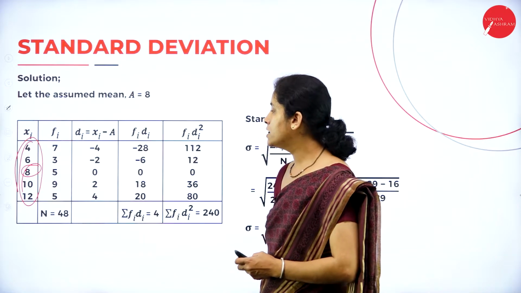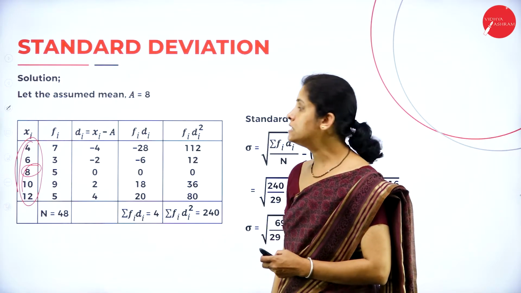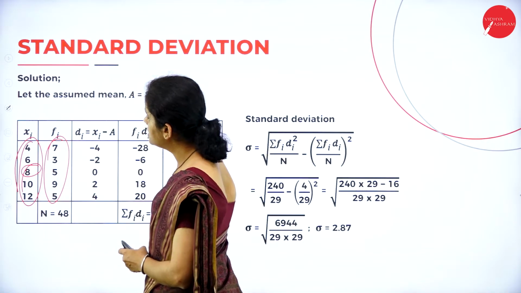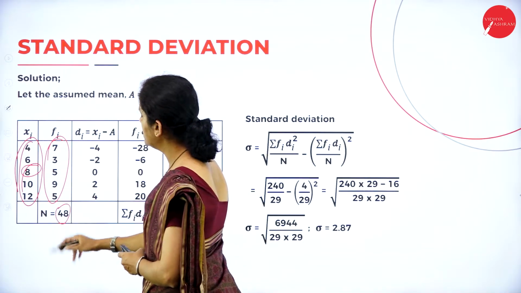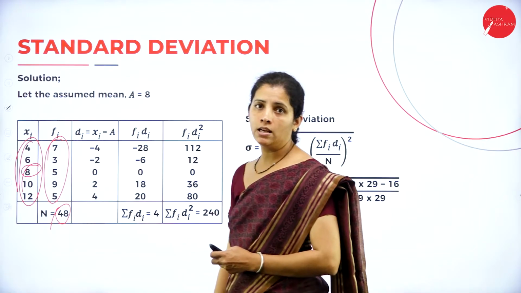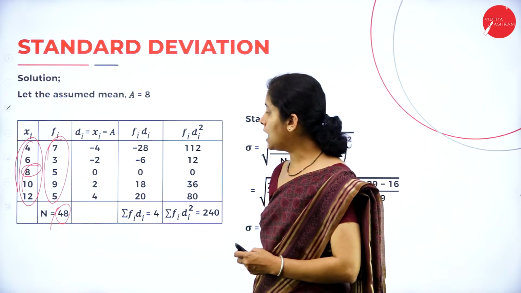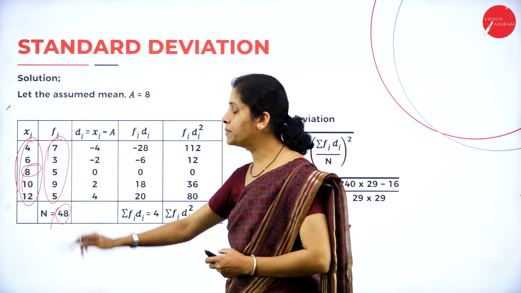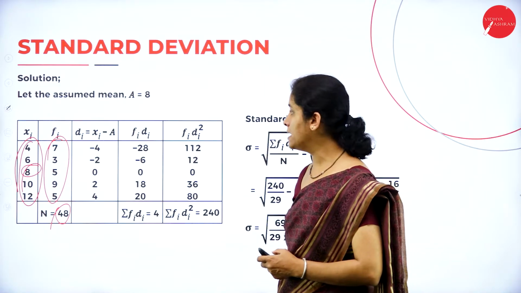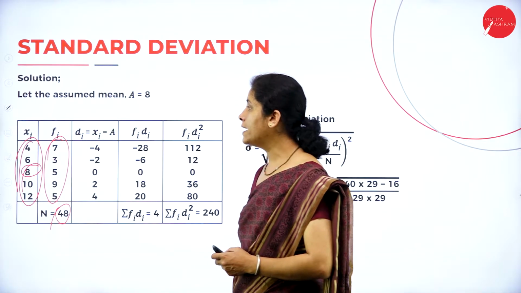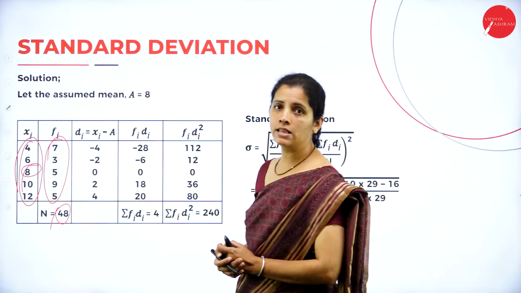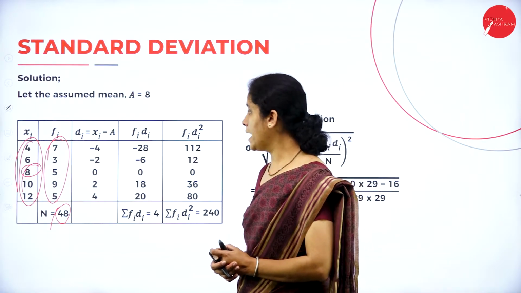So here what is the assumed mean? Assumed mean is 8. Then I have Fi, and what is the summation of Fi? That's nothing but 48, and in group data n is nothing but the frequency. So summation of frequency is nothing but n. Then I want to find out Di. So what is the formula to find out Di? That is Xi minus A.